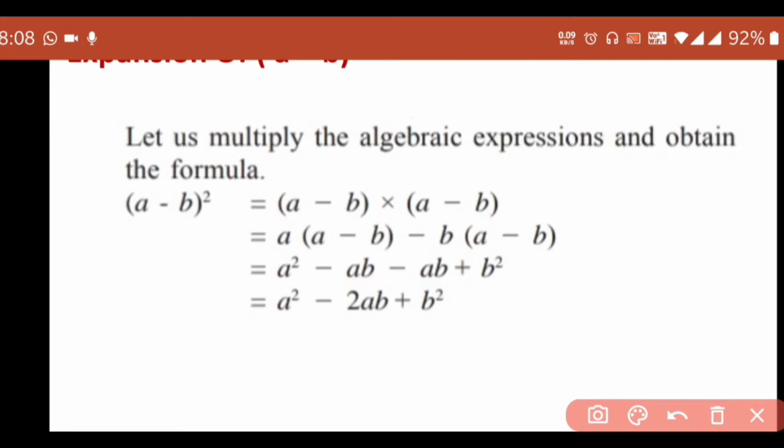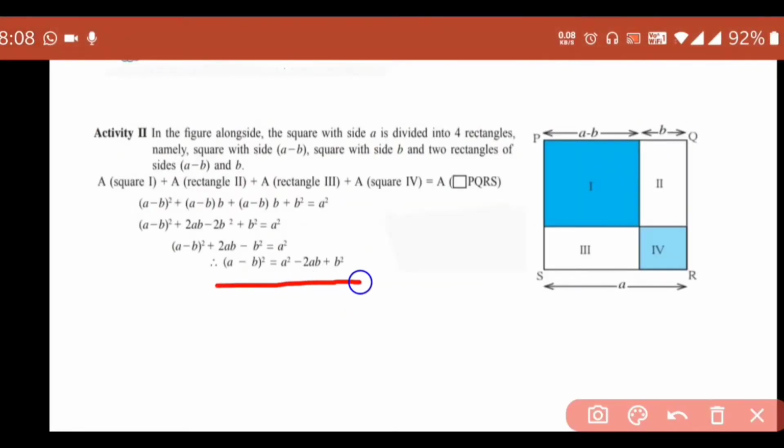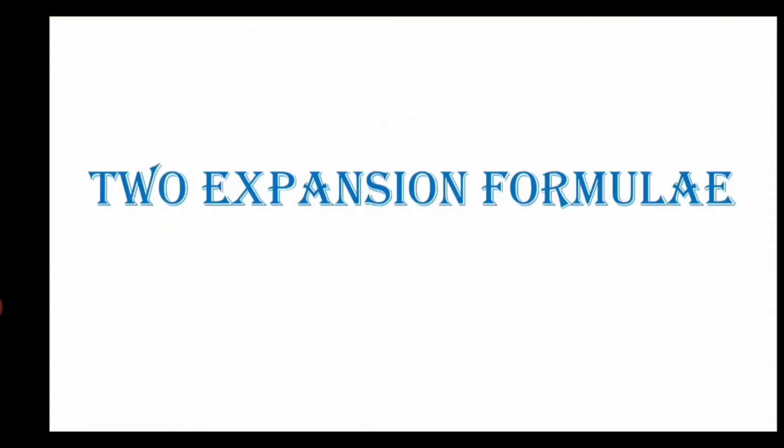So when we solve it in the multiplication form, we get (a minus b) whole square is equal to a square minus 2ab plus b square. And when we solve it by using the formula also, we will get the same answer. (a minus b) whole square is equal to a square minus 2ab plus b square. So these two formulas we have seen about the binomials. Which are these two formulas?